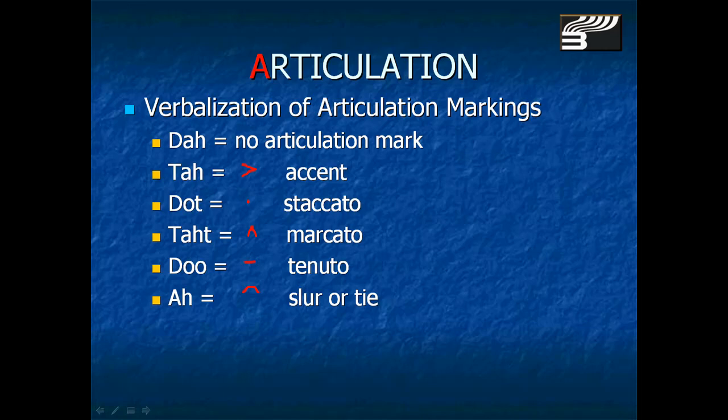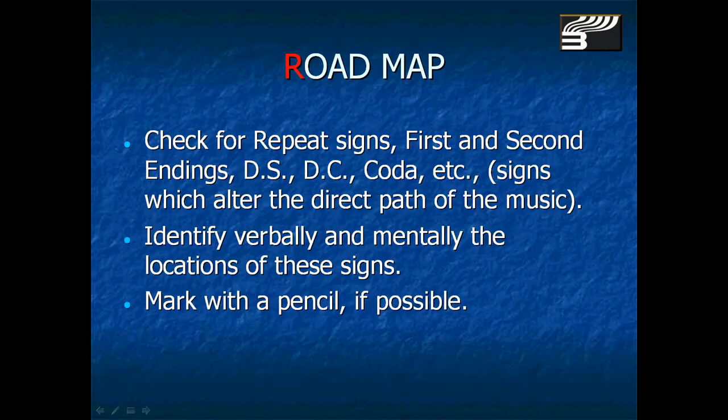The final acronym letter in the MARKER RADAR method is R for roadmap. These are signs which alter the path of the music in any way, such as repeats, first and second endings, and da capo or dal segno.